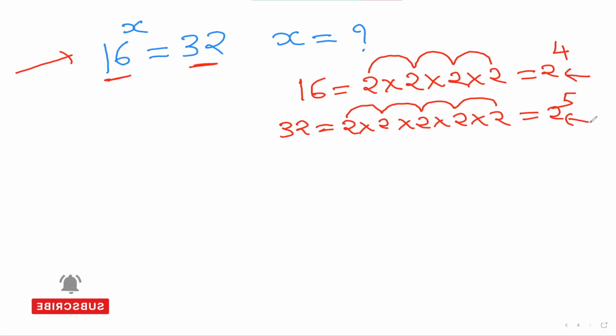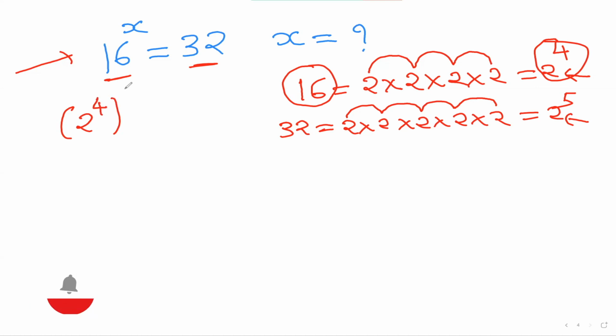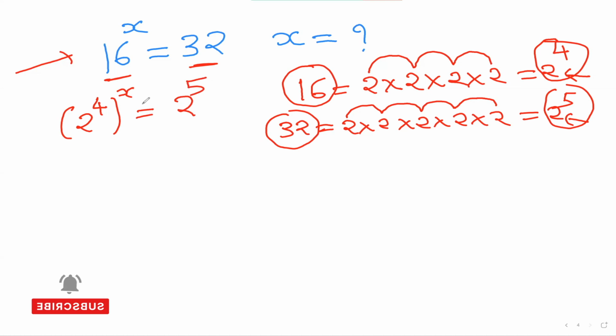So I'm going to replace my 16 with 2 power 4. So that is going to be 2 power 4 and then power x equal to, I'm going to replace my 32 as 2 power 5. So that is going to be 2 power 5.